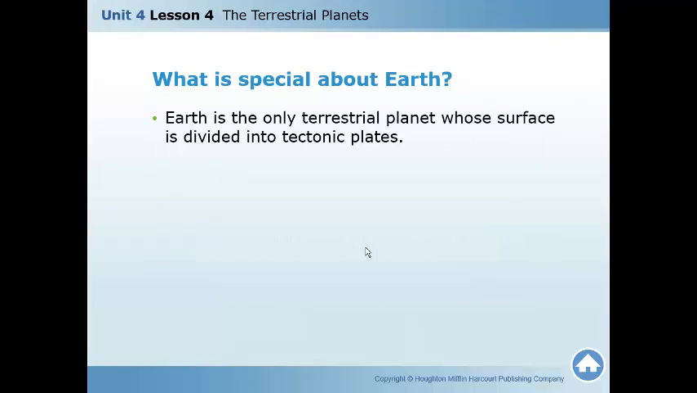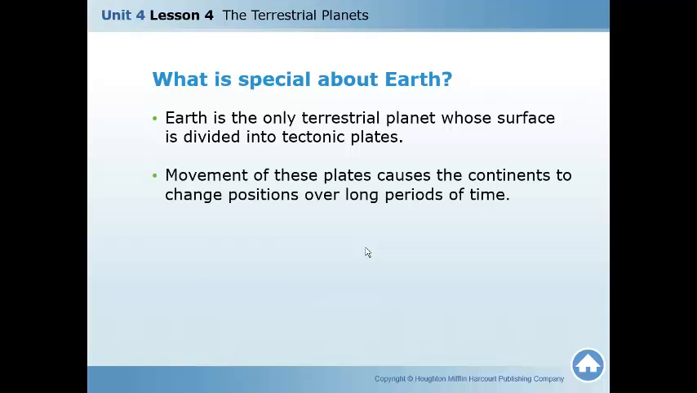Earth is the only terrestrial planet whose surface is divided into tectonic plates. So we've talked a little bit about tectonic plates. Tectonic plates are the plates that when they move, they cause earthquakes. Under the ocean, when they move, they cause tsunamis, which is an earthquake underwater, which causes the waves to react. The only terrestrial planet with those plates.